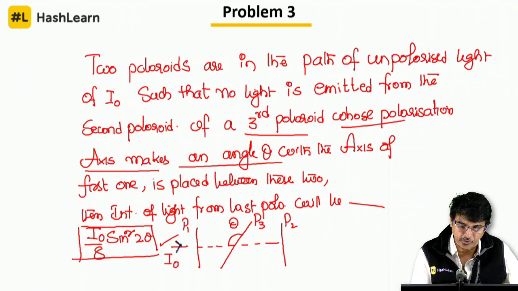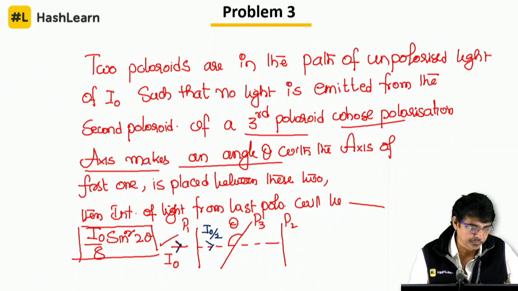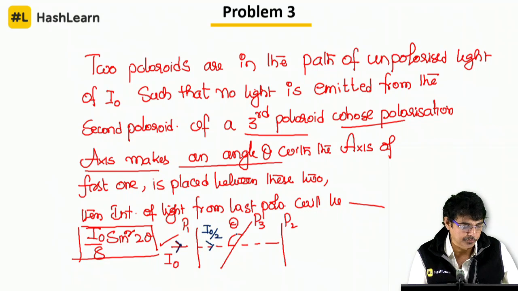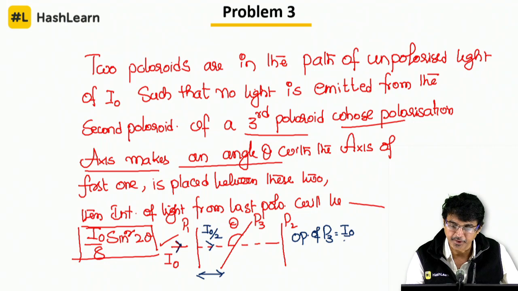So, I naught is the unpolarized light, and the light coming out of P1 is half of the intensity, which is equal to I naught by 2. That is the light coming out of the first polaroid. This intensity I naught by 2 will be the input to P3. Now, between P1 and P3, you are supposed to apply the law of Malus. So, according to the law of Malus, the output of P3 is equal to input into cos square theta. Input is I naught by 2 and the angle is theta.